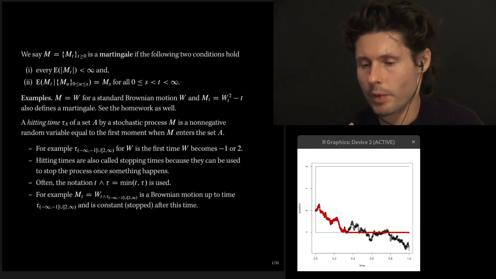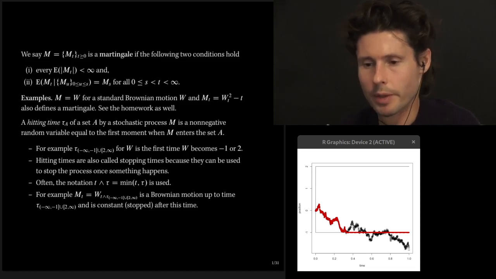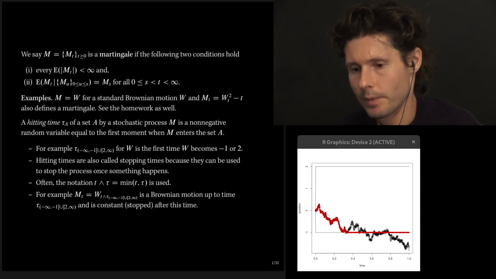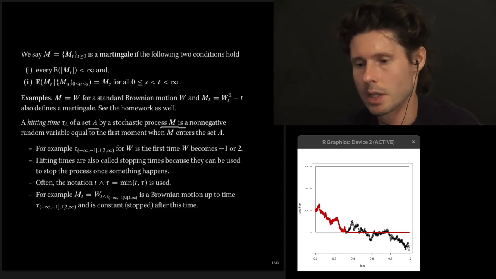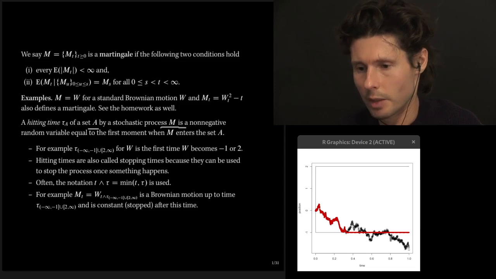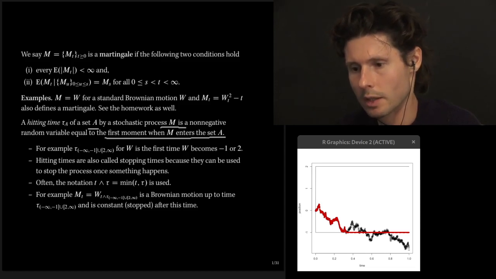Another concept that we've seen were hitting times. Here I'm going to define them a little bit more generally. A hitting time tau_A is the hitting time of a set A by a process M. So this doesn't have to be a martingale necessarily, just a hitting time of a process. And this is defined to be the very first moment at which M enters that set.